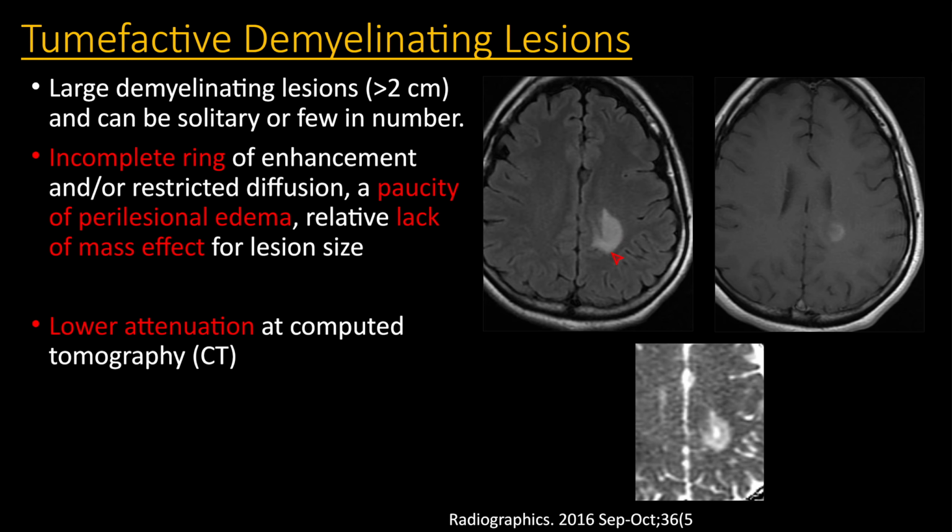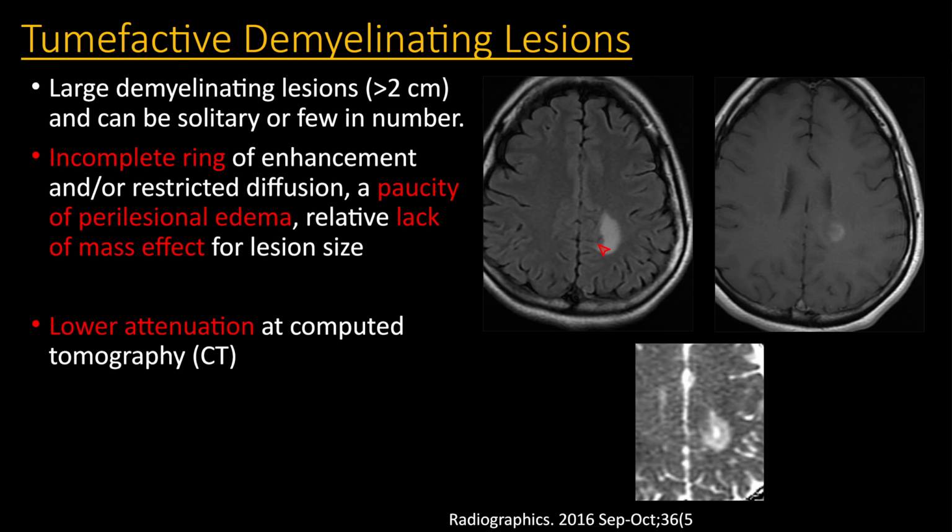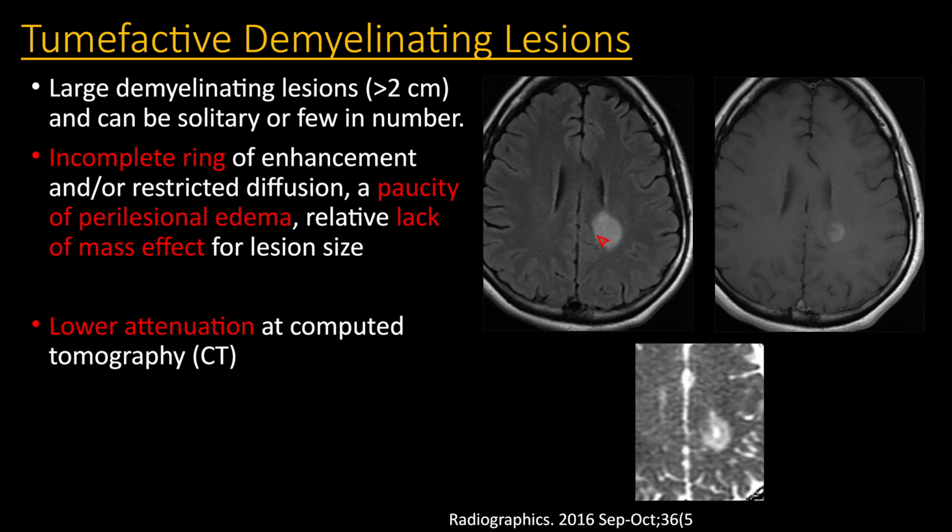I mean, you can see there's some edema around it, sure, but it doesn't really efface this. You can see the sulci so nicely preserved. If this was a glioblastoma, compared to its size, you would have a lot more mass effect. So these are some of the features you can see with tumefactive demyelinating lesions: the incomplete rim of enhancement and paucity of edema and also mass effect.